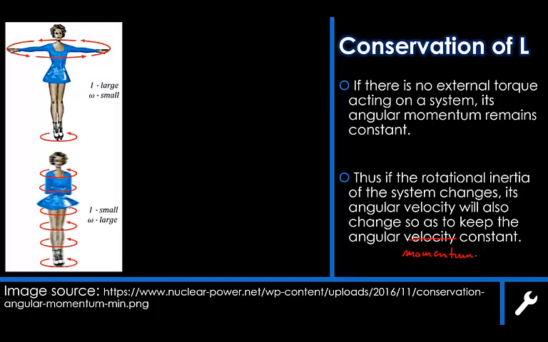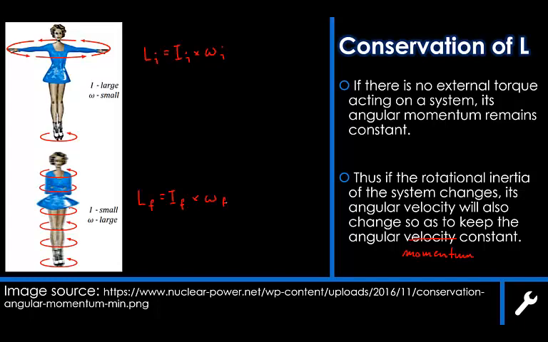Okay, so let's look at this application here. We have a skater who's spinning with her arms outstretched. So we can say Li is equal to I times omega I. And she then pulls her arms in so that Lf is equal to If times omega F.